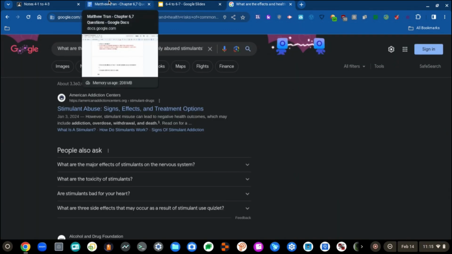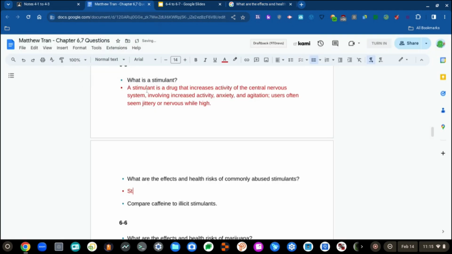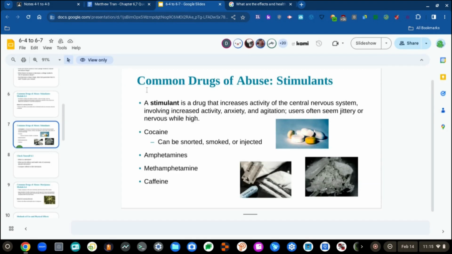The other classes are amphetamines and methamphetamines. Amphetamines are known as speed, much more common a while ago. People would take it to stay awake and think about things like that.